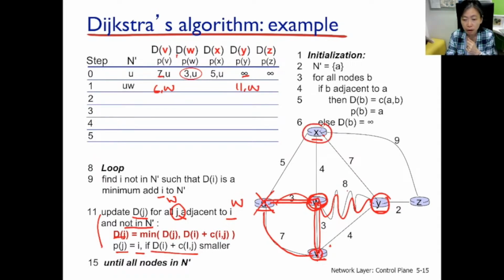Third neighbor of W, X. Exploiting W as the platform for hopping, and then adding the link cost between X and W, that is 7. Is 7 better than dx? Dx was 5. In X's case, 7 is not better, so we'll keep 5 here. Z, not being connected, will remain the same, infinite. Therefore, we should see 6W here, 5U here, 11W here, and infinite here.